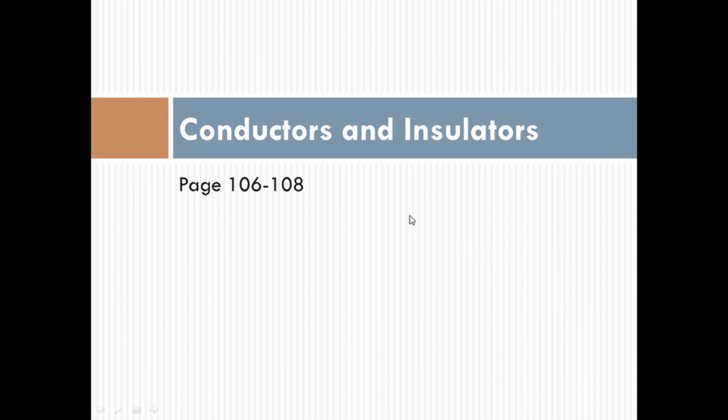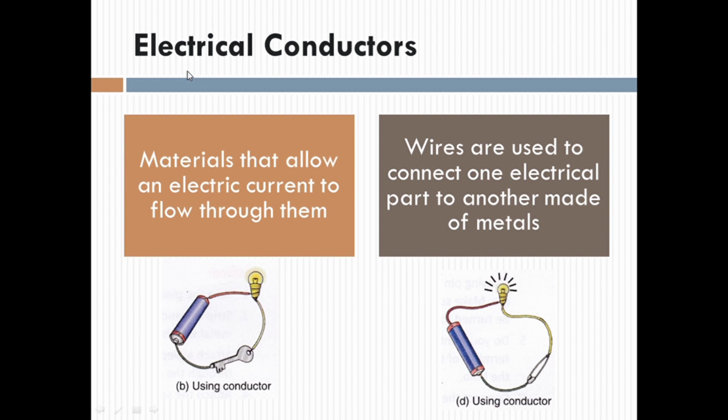Now, let's talk about conductors and insulators. Let's open page 106 until 108. Okay, let me explain first the electrical conductors. What is the meaning of electrical conductors? Okay, look at this. Materials that allow an electric current to flow through them. So, electrical conductors are materials that are able to allow an electrical current to flow in.